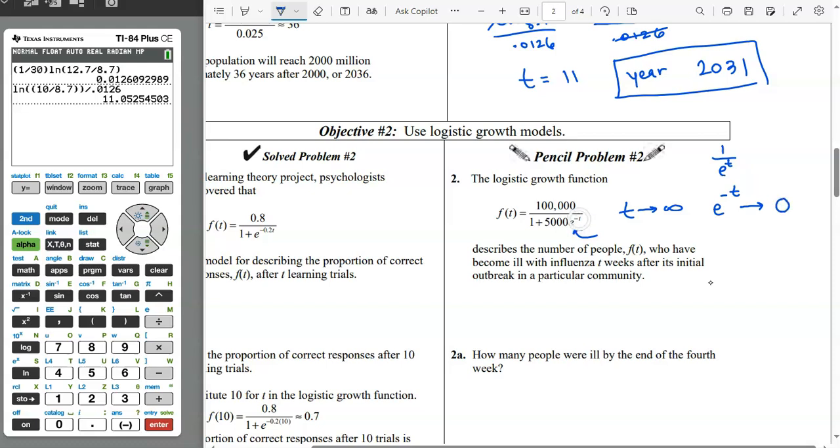And so as the time grows, this number e to the negative t is getting close to 0, so it would end up canceling out this 5,000 e to the negative t. This would just go away, which means that this whole function, f of t, as t approaches infinity, is going to be getting close to just 100,000 divided by 1, which is 100,000.